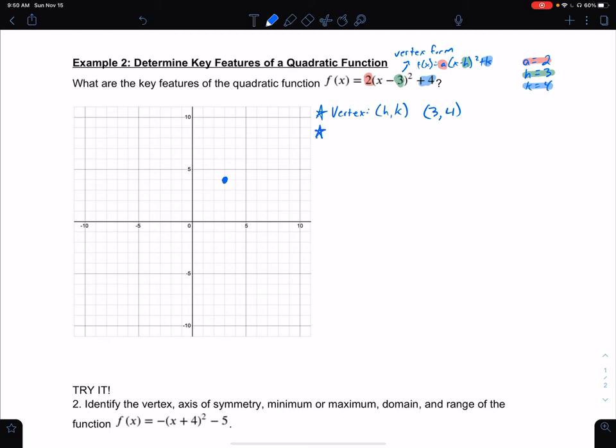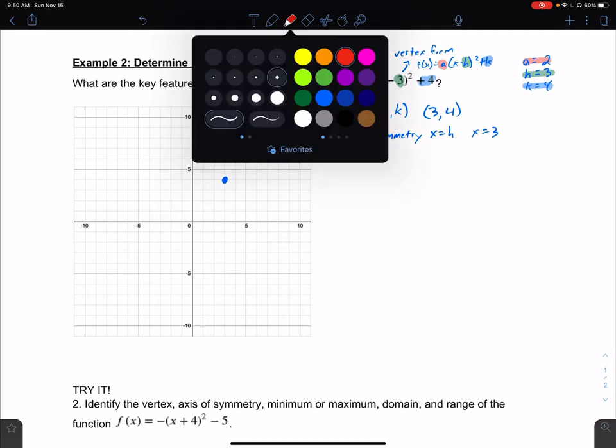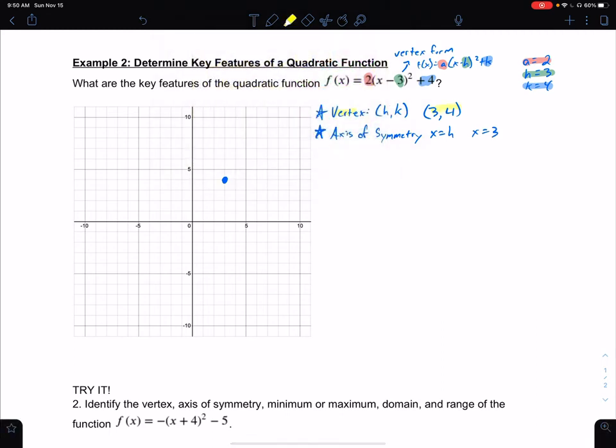All right, your next key feature is the axis of symmetry, which the formula for that is just x equals h. So for this problem again, we have x is equal to 3. So I'm going to highlight our key features here. So the vertex is 3, 4. The axis of symmetry is x equals 3. Now, your axis of symmetry is going to go right down the middle of your parabola. We don't yet have a parabola drawn here, but the axis of symmetry is going to help us draw that. So I'm going to put a dotted line right here.